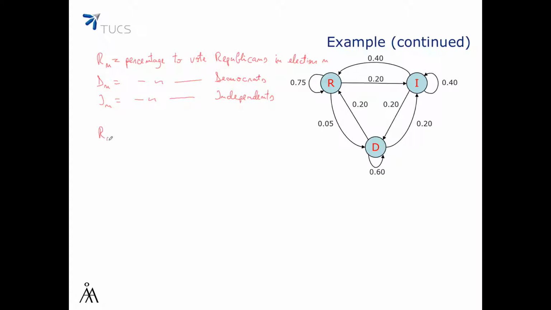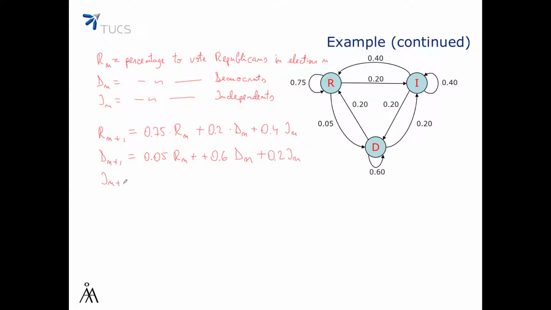In the next election, we will have for Republicans, according to our model, 75% of those who voted Republicans last time, so it's going to be 0.75 times Rn, plus we are going to get 20% of those who voted Democratic in the last election, so it's going to be 0.2 times Dn. And we also get 40% of those who voted independents in the last election. A similar thing for Democrats, Dn+1 equals, we retain 60% of those who voted Democrats last time, and we get 5% of those who voted Republicans last time, and we also get 20% of those who voted independents last time.